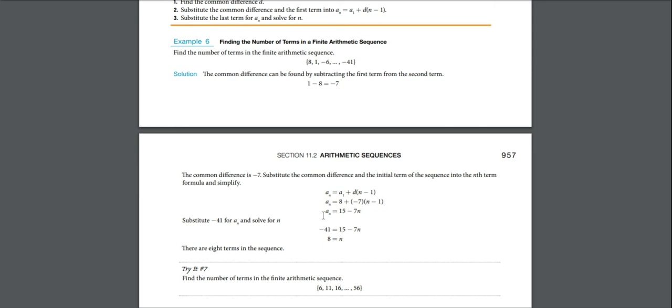And then they said, okay, I know that my last term is -41. So I'm going to plug that in over here to see what n I get. And they solved that, and they got that n equals 8. So we're really just still using the same formula, using the information that we know to find the information that we're looking for. So this sequence is going to have 8 terms in it. And if we have the first and last term and the common difference, then we can find that.